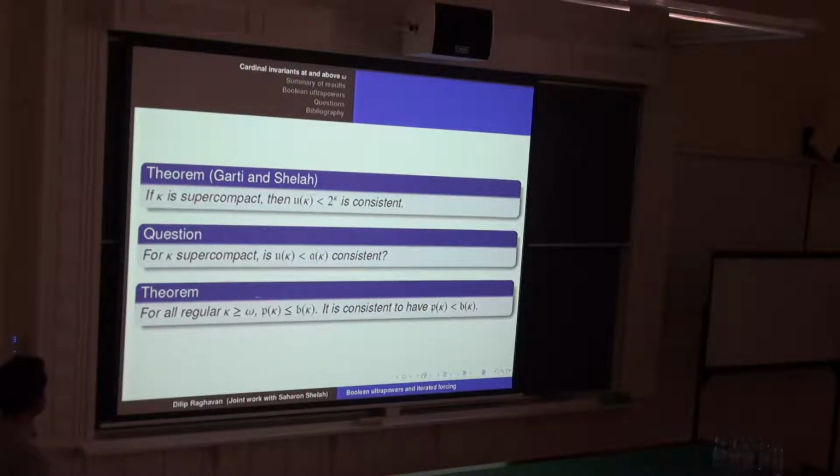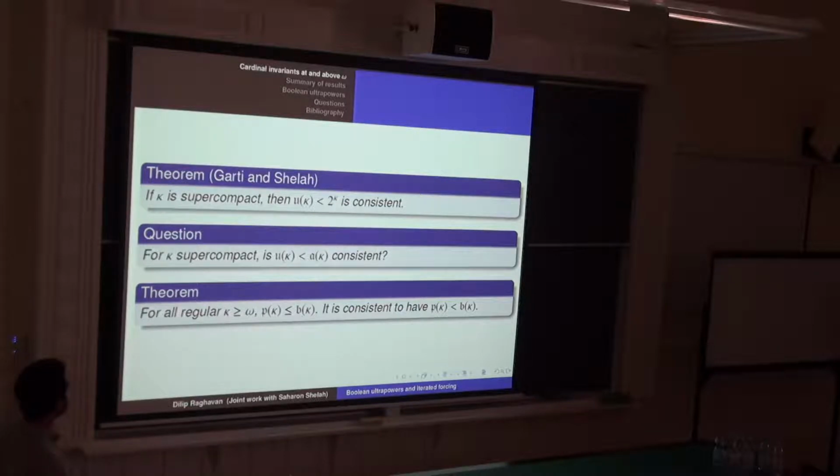Okay, so this is just something about P. I'm not going to say a lot about P. This is folklore that P kappa is less equal B kappa, and it's not hard to see that it's consistent to have P kappa less than B kappa for all infinite regular cardinals. Okay, so that's my summary of definitions and things that were known and motivating questions.